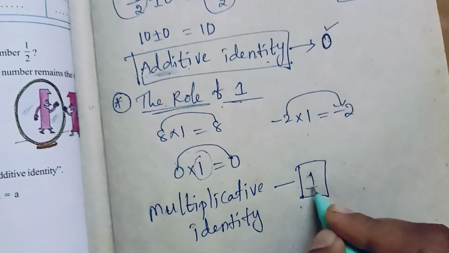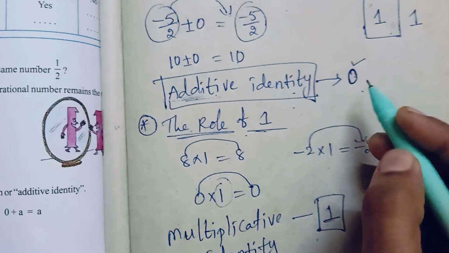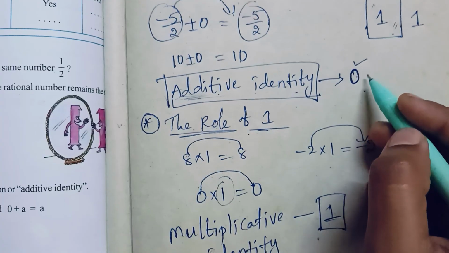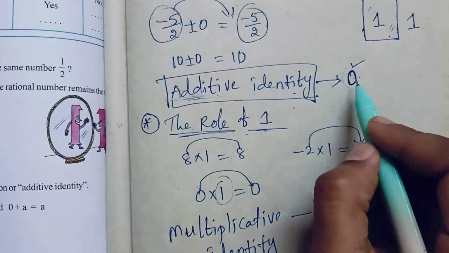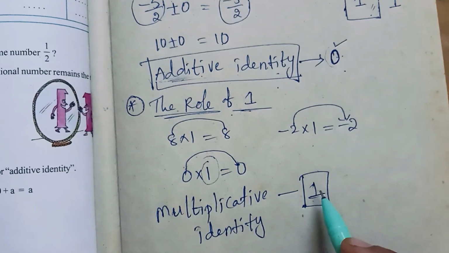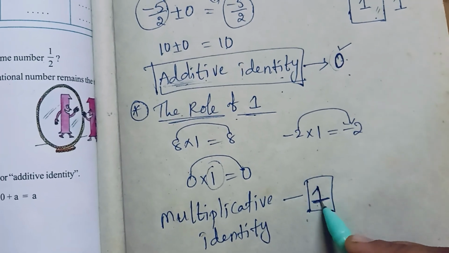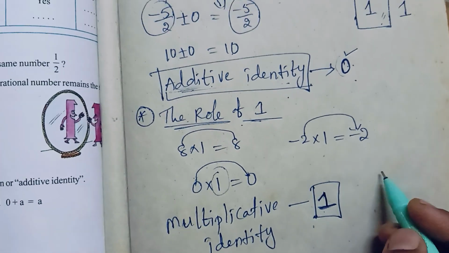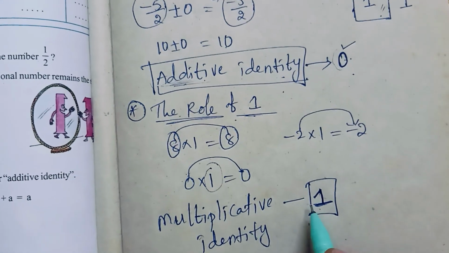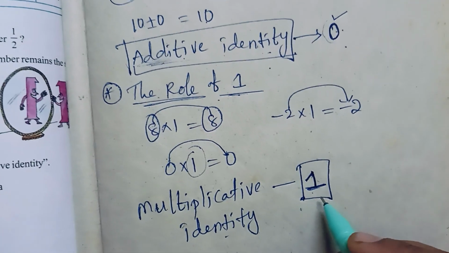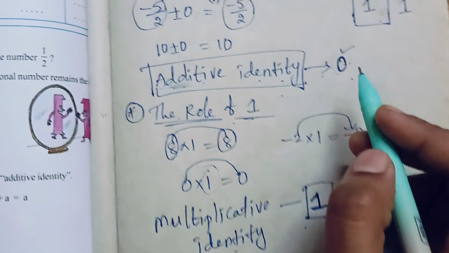Now here, multiplicative identity is 1, additive identity is 0. If we add any number to 0, the same number only will be obtained. So 0 is an additive identity, and 1 is a multiplicative identity. If you do multiplication with 1 on any number, that same number only you will get. That's why multiplicative identity is 1 and additive identity is 0.